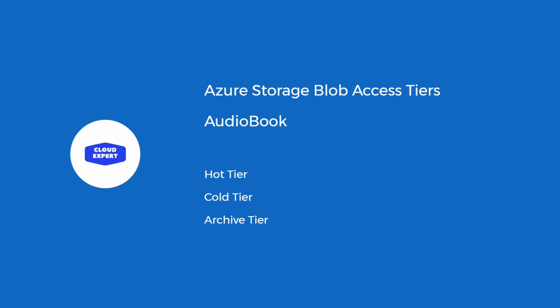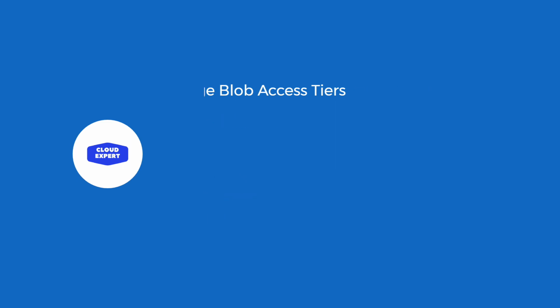The available access tiers include Hot, optimized for storing data that is accessed frequently. Cool, optimized for storing data that is infrequently accessed and stored for at least 30 days. Archive, optimized for storing data that is rarely accessed and stored for at least 180 days with flexible latency requirements on the order of hours.